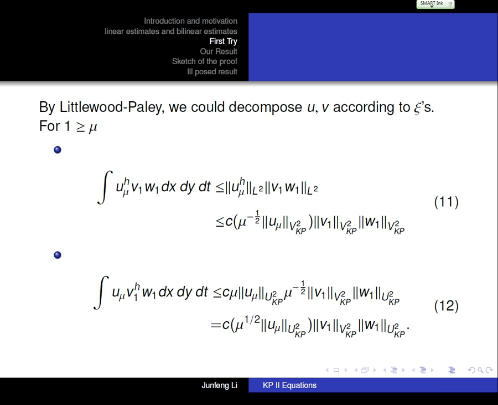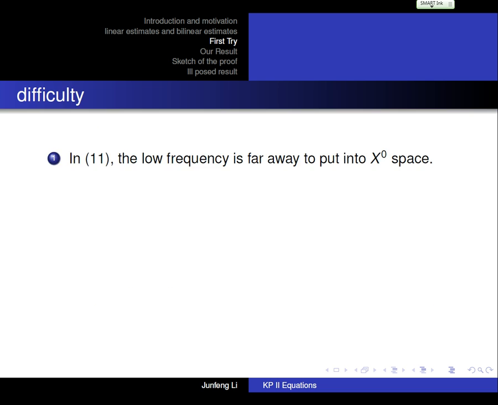It's almost done. If for this one it is okay, we can even put all the input waves into the U2 space, but we want to put this W1 into V2. If you want to go to V2, it's not enough. So we have some difficulties here.